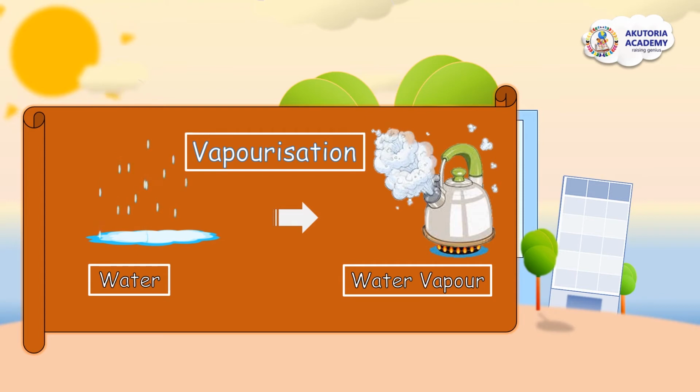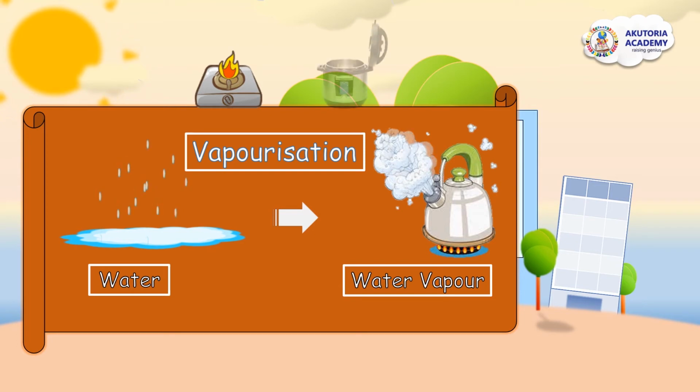Vaporization. Vaporization is the name of the process of changing liquids to gases. An example is changing water to water vapor. And how can we do that at home? You could use your stove. You could also use your pressure cooker. These equipments could change water to water vapor. They could also change liquids to gases.